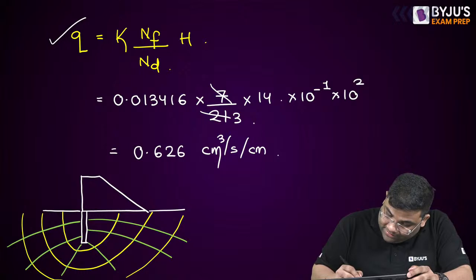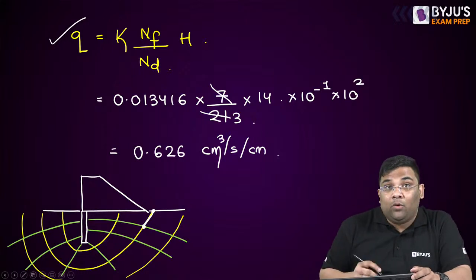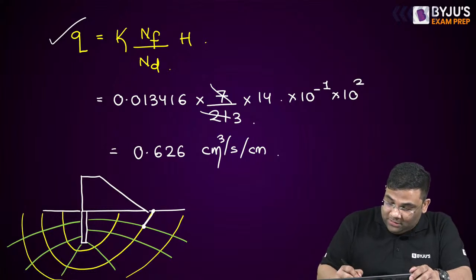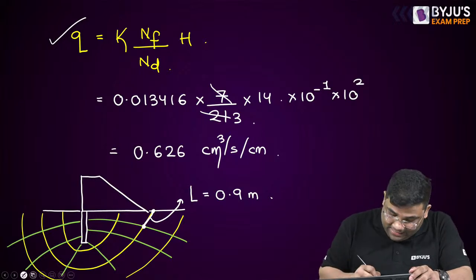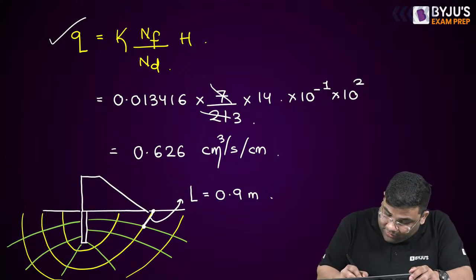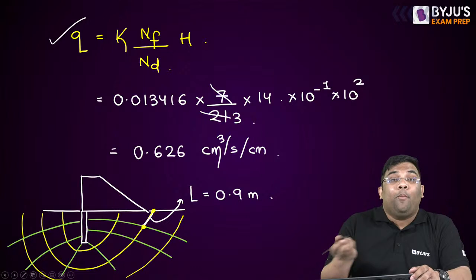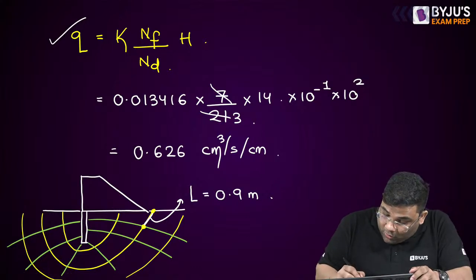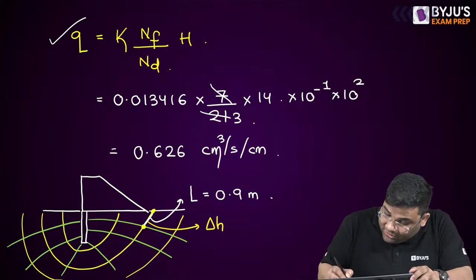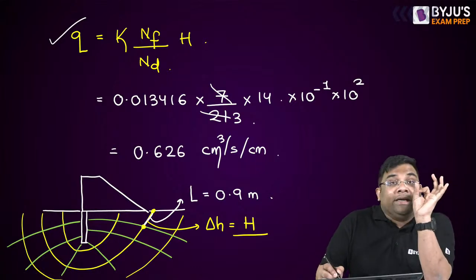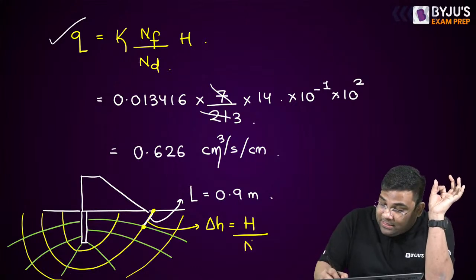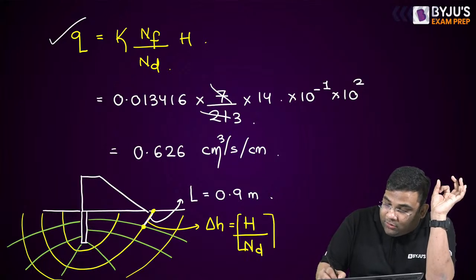This is, we can say, the last flow field length, right? So this last flow field length is given how much? 0.9 meter. Now what is the head difference between these two points, or I can say the drop across this point. The potential drop delta H in the last flow field will be the total head difference divided by what? The number of potential drops.